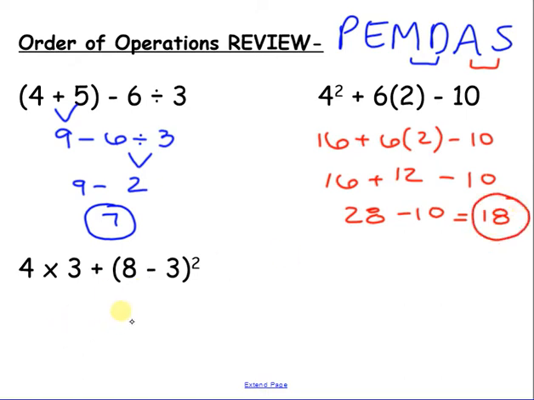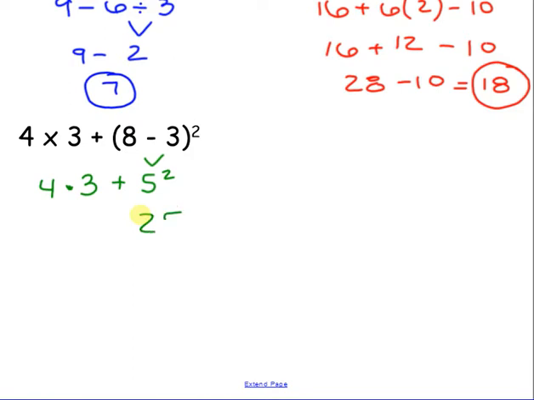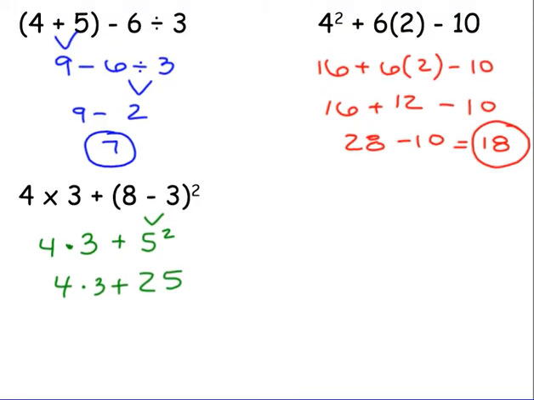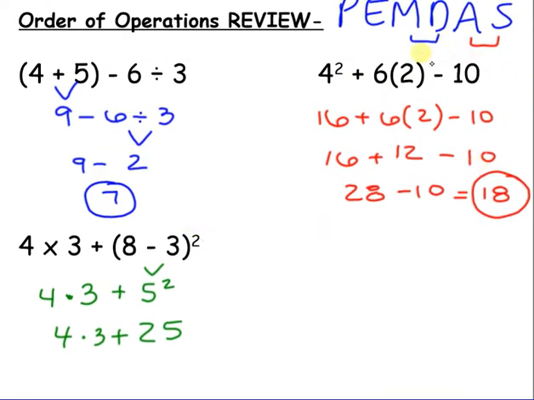Last but not least, I have parentheses. 8 minus 3 is 5, so I'm going to rewrite the rest of the problem. And I'm going to change that multiplication sign to a dot. I do have an exponent, which is 25. And I'm going to rewrite the rest of the problem. Okay, I do have multiplication division. I have multiplication right here. 4 times 3 is 12. And when I rewrite the rest of the problem, I get 12 plus 25, and that's going to be 37.